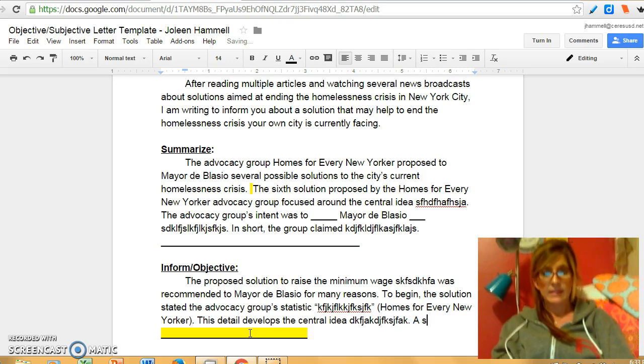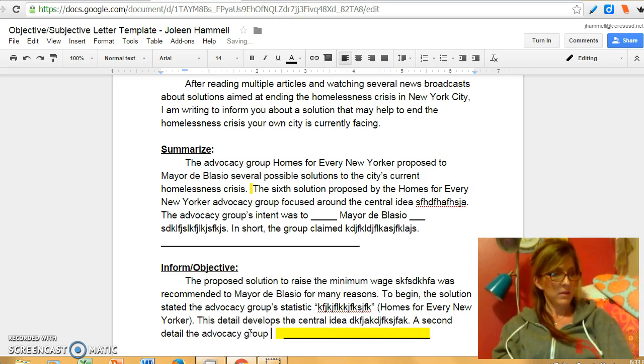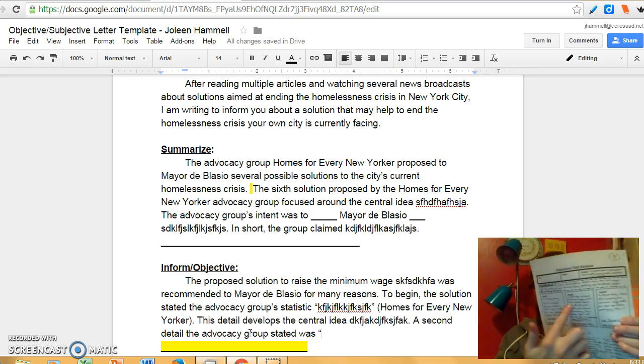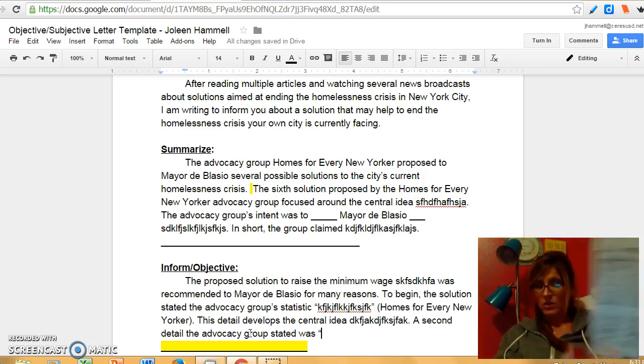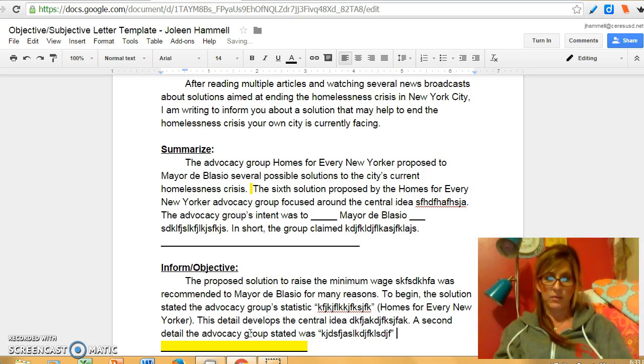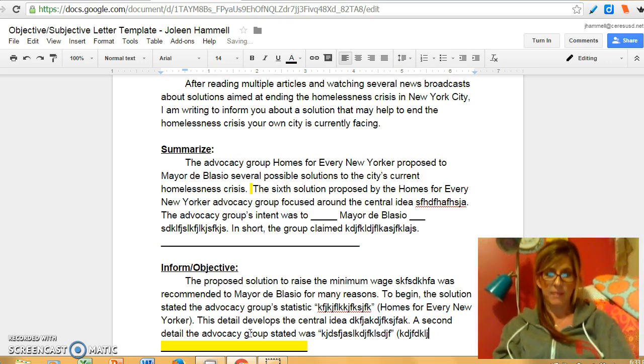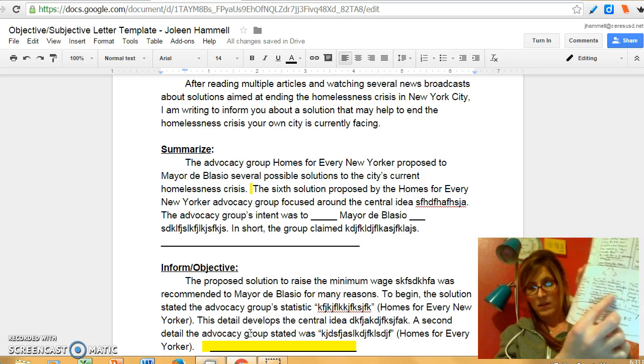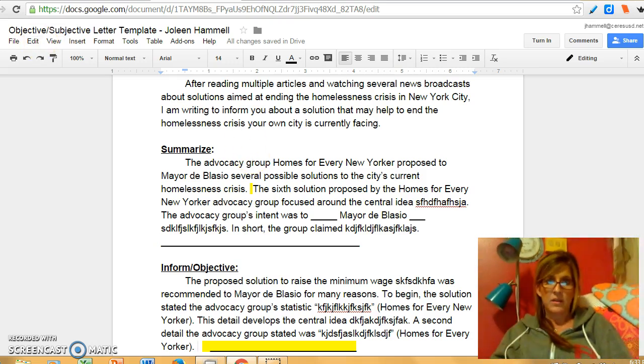Okay, so a second detail the advocacy group stated was, and then you've got your quotation marks, you pull it off of your ETA exactly how it was written, you end quotation marks, you put your parentheses, and you type in where it's from. We'll just do homes for every New Yorker again. It's going to depend on what your line says. Close parentheses. And then again, you have your detail developing the central idea. Okay?